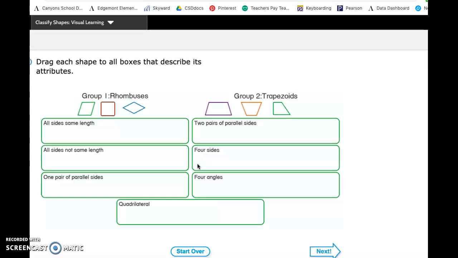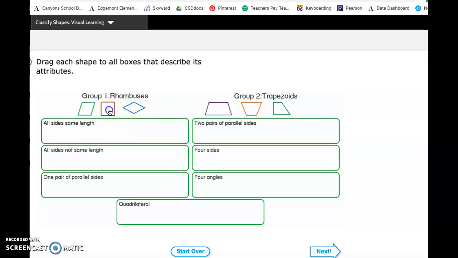So we're going to practice. We're going to drag each shape to the boxes that describe its attributes. Remember, attributes are what it looks like. What do you see when you look at that shape? So group 1, rhombuses, and group 2, trapezoids. And as it talked about earlier, rhombuses are parallelograms. All their sides are parallel. So drag each shape to the box that describes its attributes.